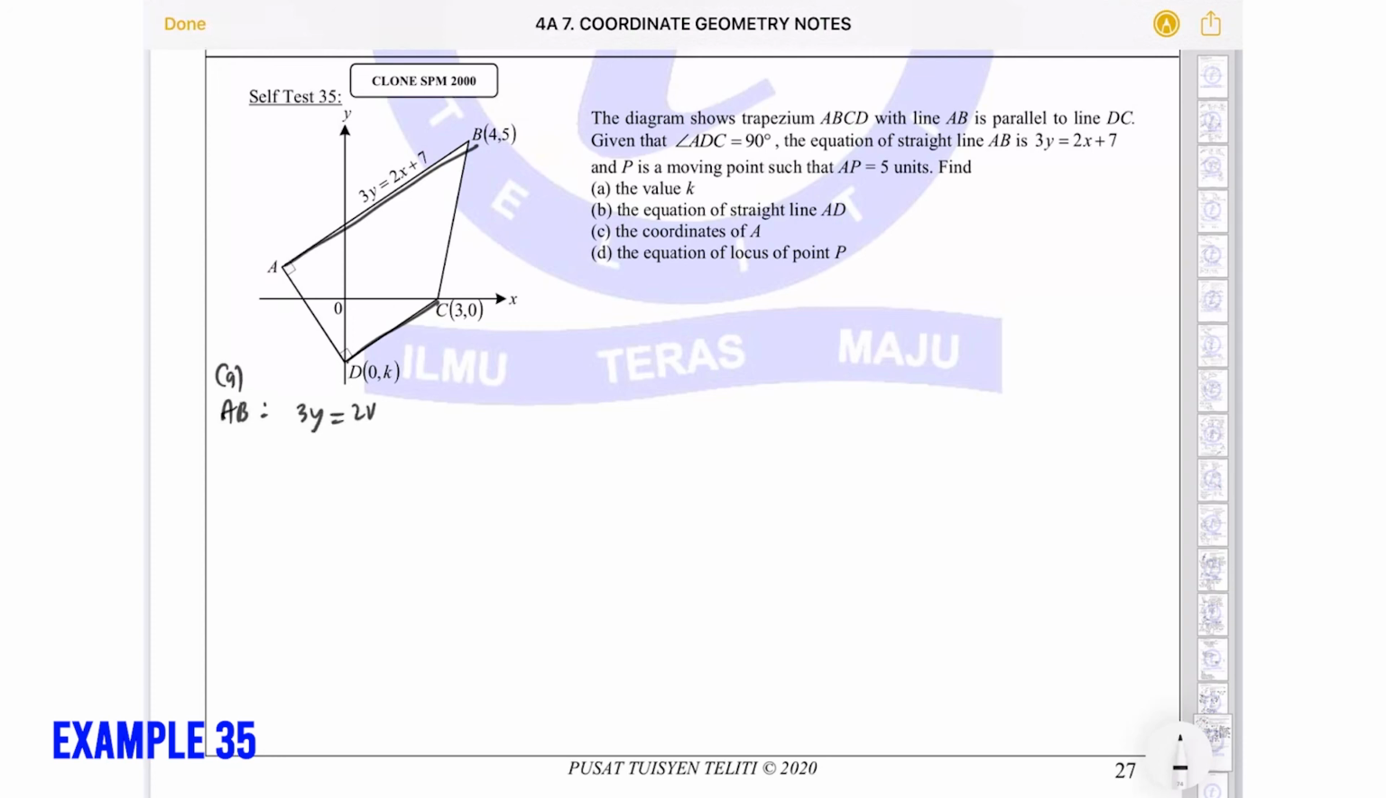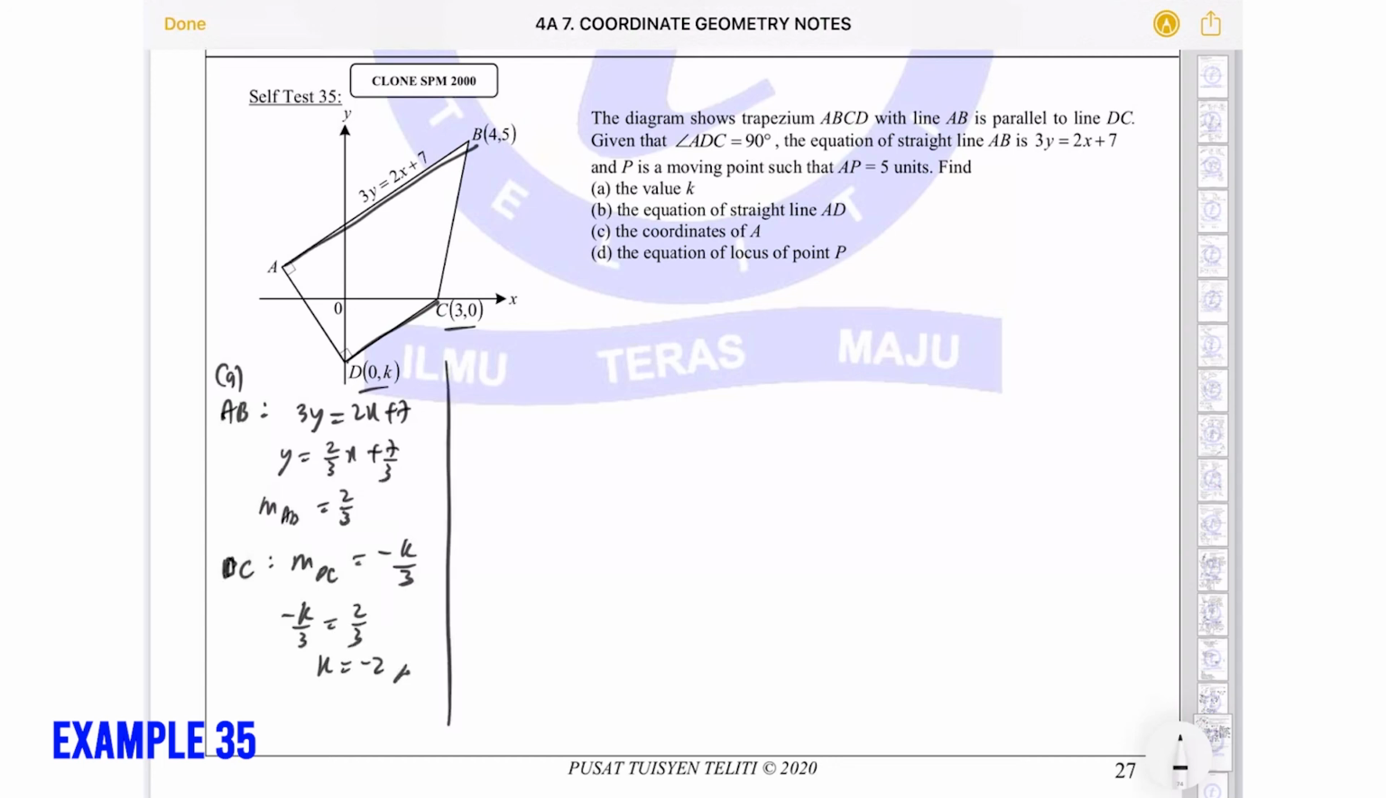3y equals 2x plus 7. To find the gradient, we just divide by 3 and change to y equals mx plus c. My gradient of AB should be 2 over 3. Now, as for DC, this is your x-intercept and your y-intercept, right? So my gradient of DC will be negative y-intercept over x-intercept. Since they're parallel, we can just equate them. k is just negative 2. Pretty straightforward, right?